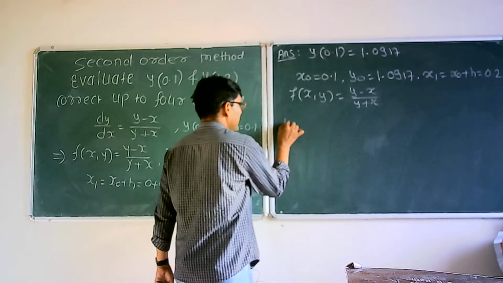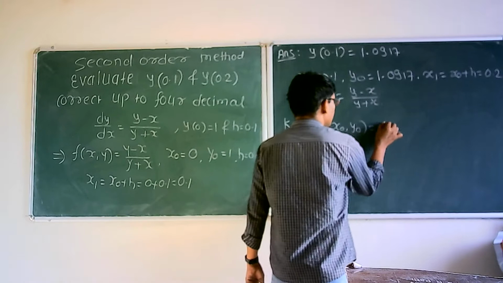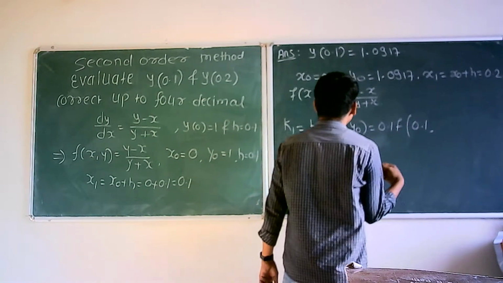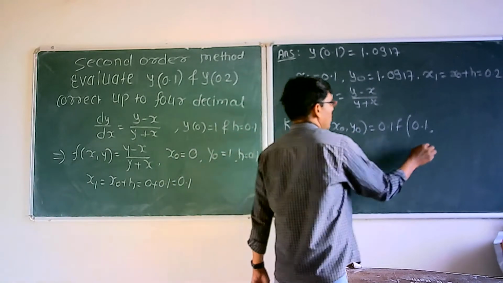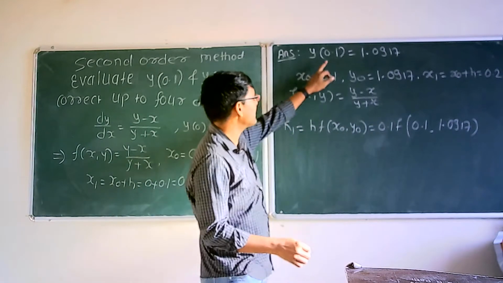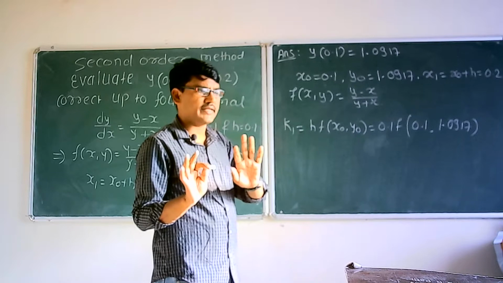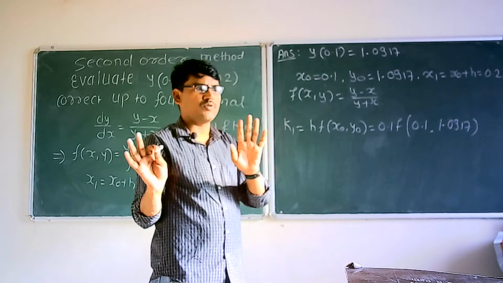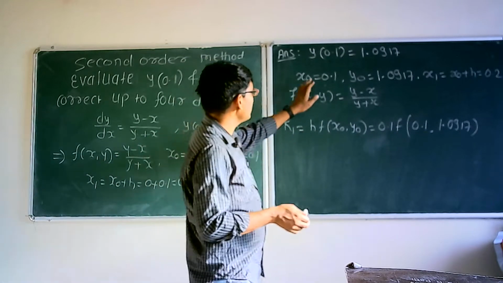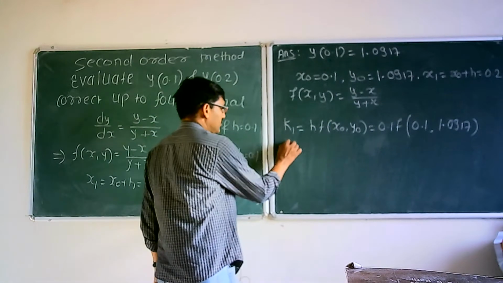Then what is k1? K1 is equal to h f of x0, y0, so it is equal to 0.1 into f of x0, where x0 is 0.1, and y0 is 1.0917. So this is one method: you take this as x0, y0 and apply the same process. The second technique is to create a formula for y2 and then evaluate. But I am writing here this is x0, this is y0, so the process is the same. Now if you evaluate this, you will get the value of k1.